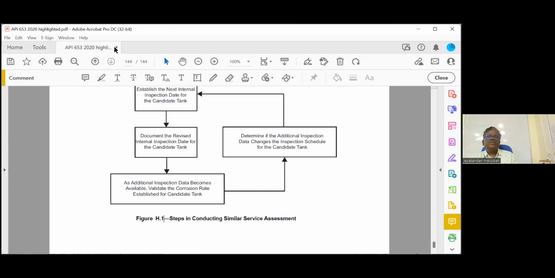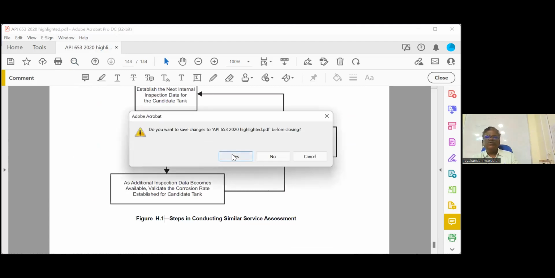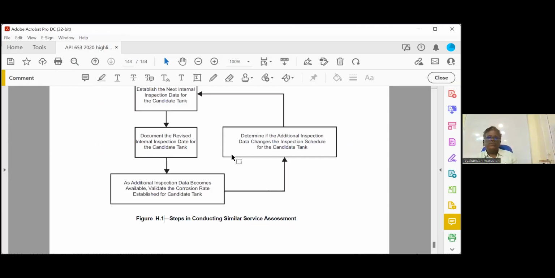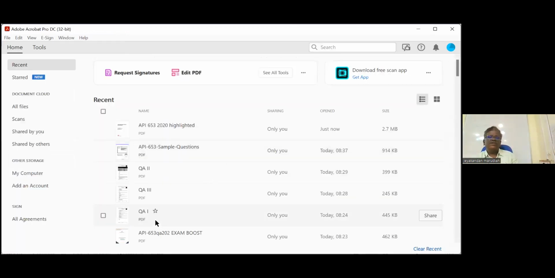653 generally will have around 80 questions. So we have almost 1 hour left. We will start 571. Please take the 571 damage mechanism.